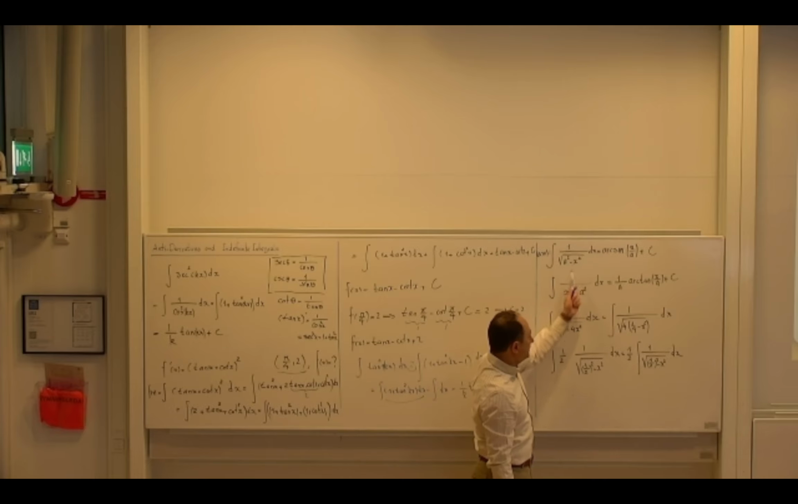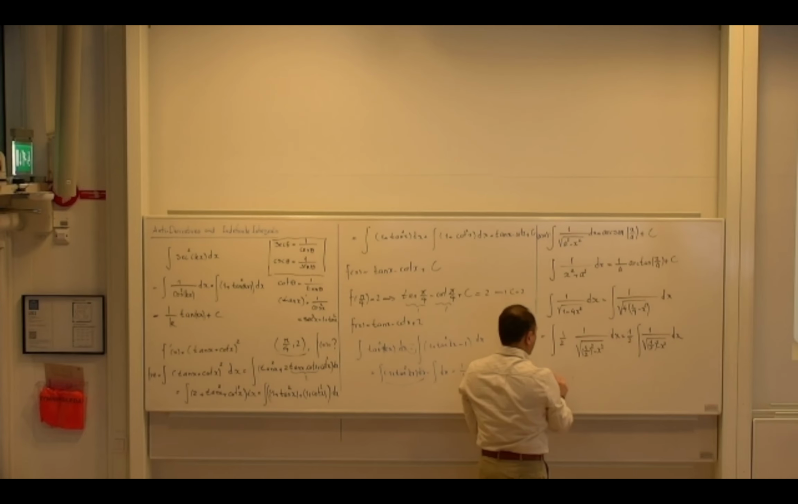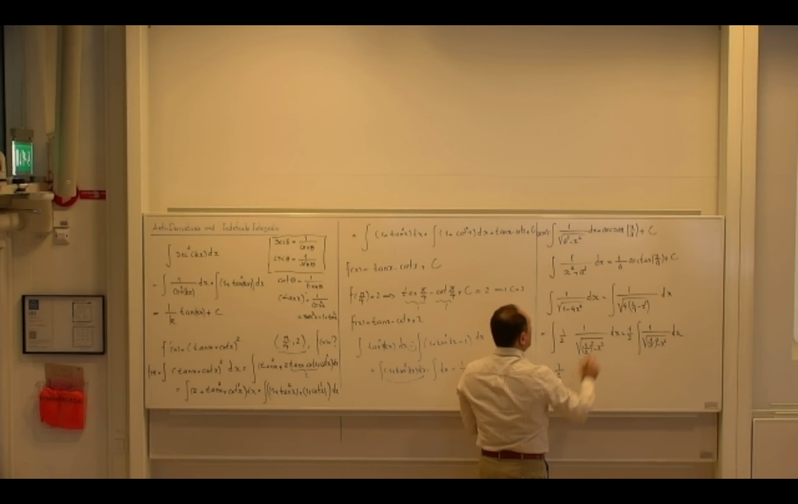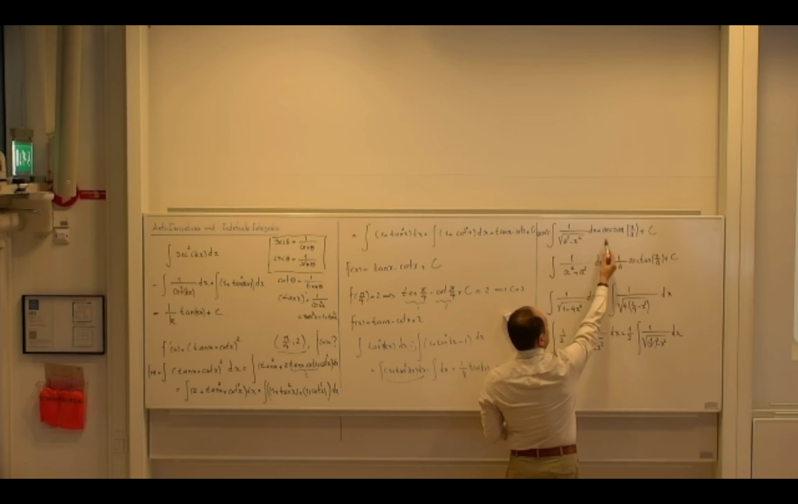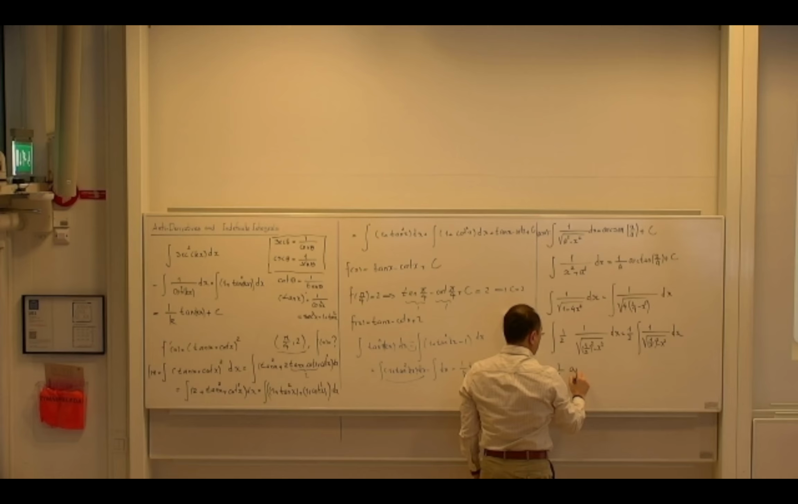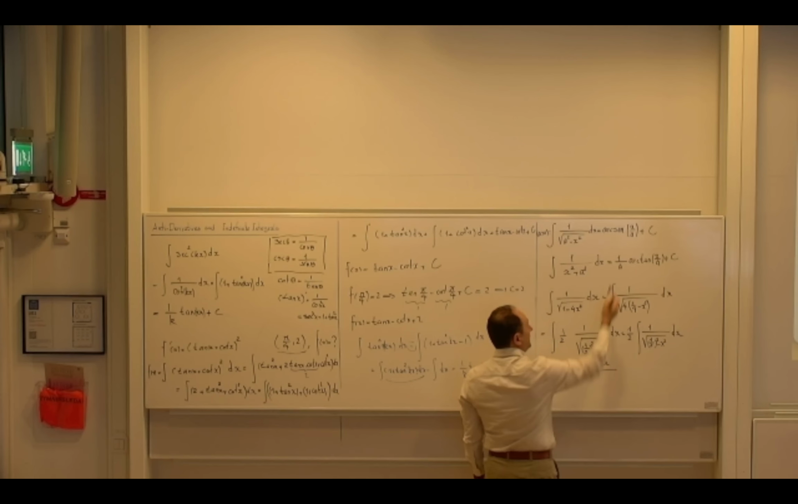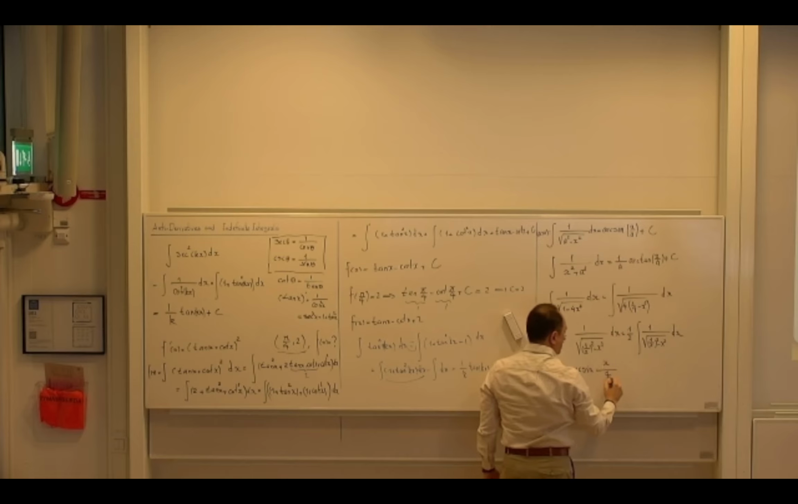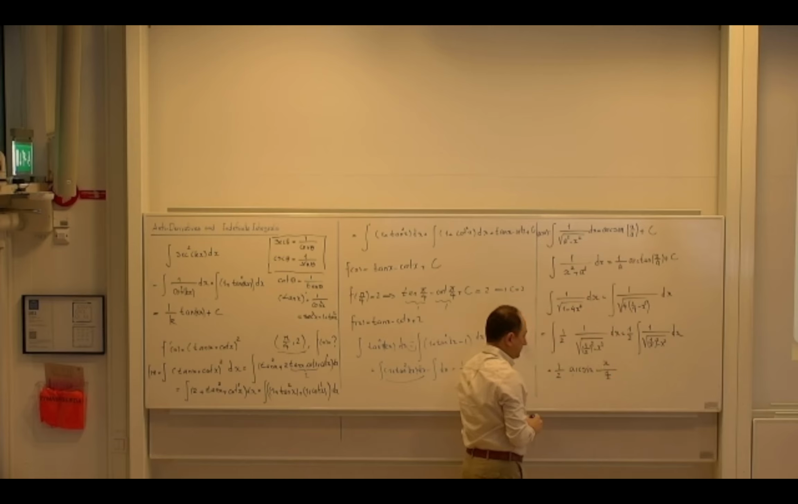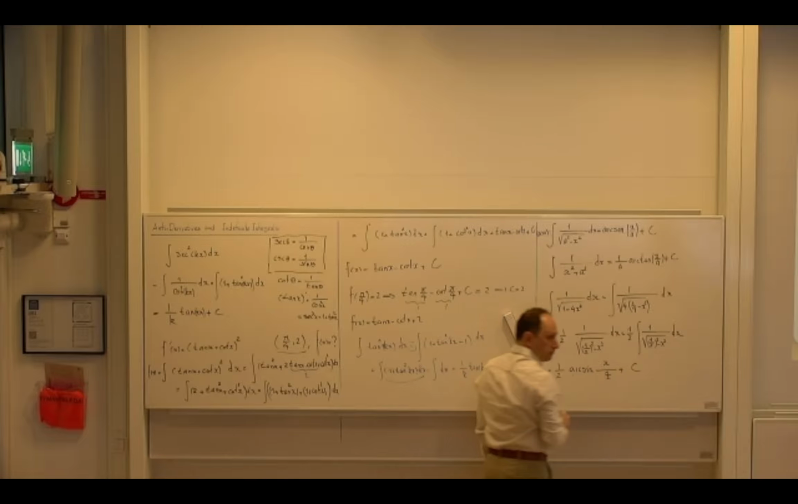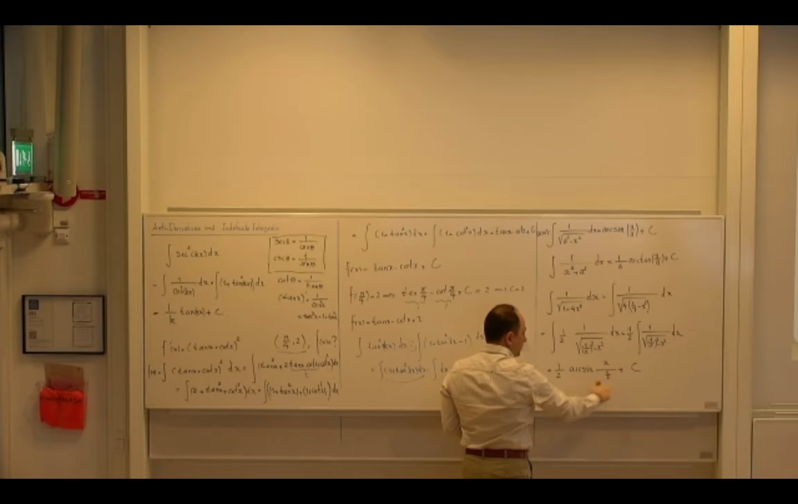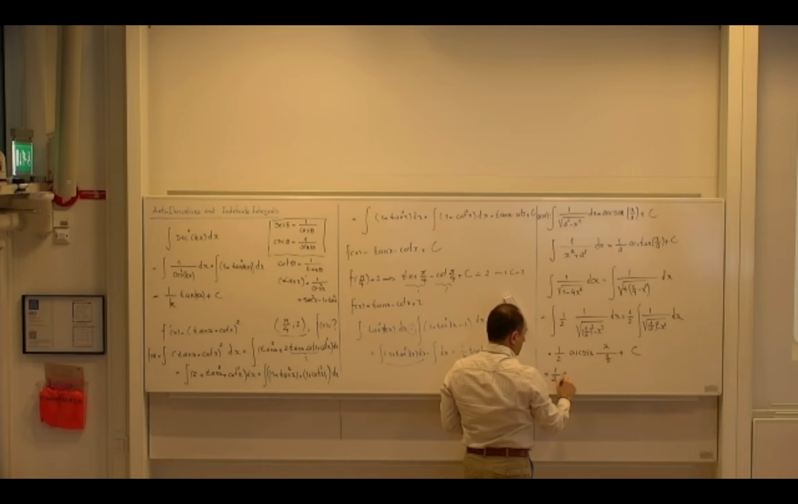What is playing the role of a in this problem? Half. 1/2. There is 1/2 here because of that factorization. The answer to this is arc sine of x divided by a, which in this case is what? 1 over 2. And then I have a constant c. And then of course x over 1 over 2 is just simply 2x.